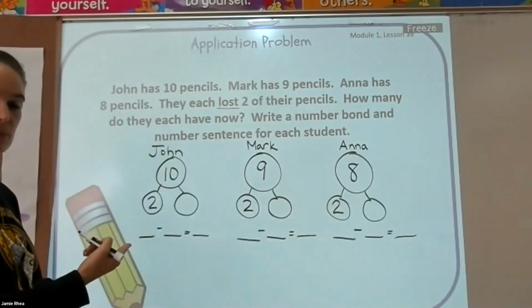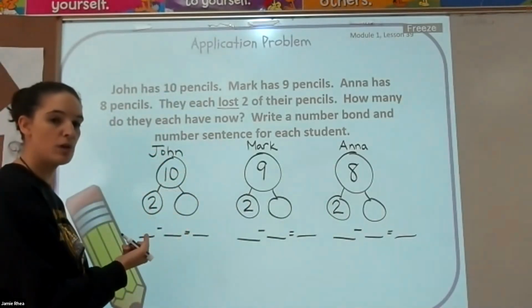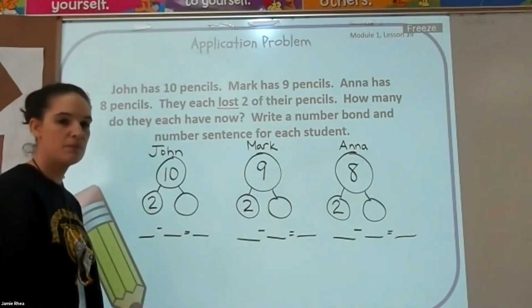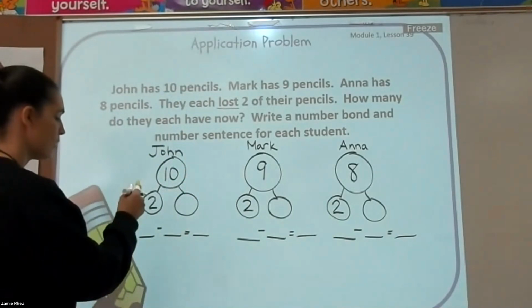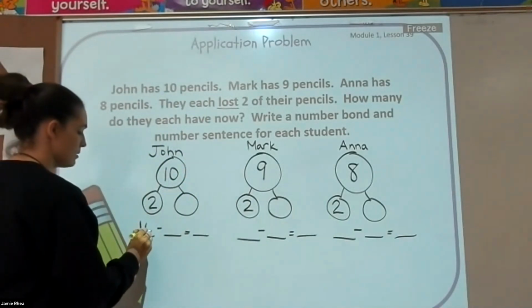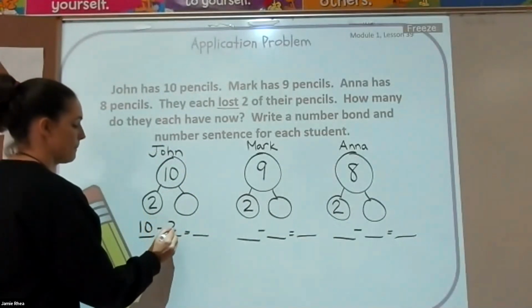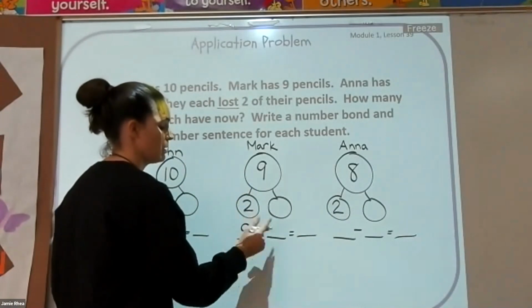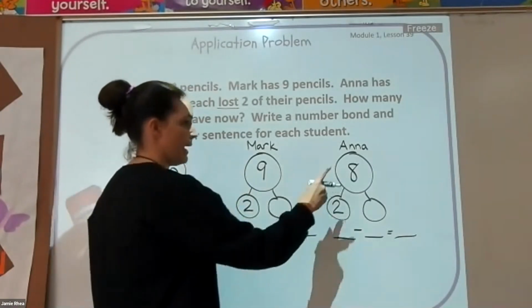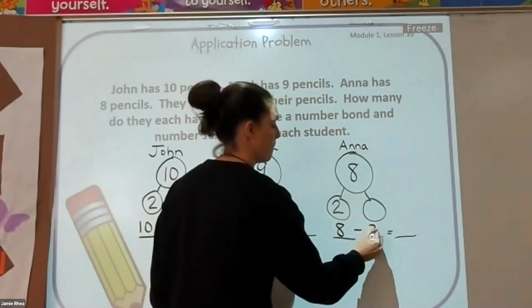Now, I can fill in my number sentence with what I do know. And since I'm subtracting, what number is always going to come first? My total, because it's the biggest part I have. So John had 10 pencils, and we lost 2 of them. Mark has 9 pencils, and he lost 2 of them. Anna has 8 pencils. She lost 2 of them.